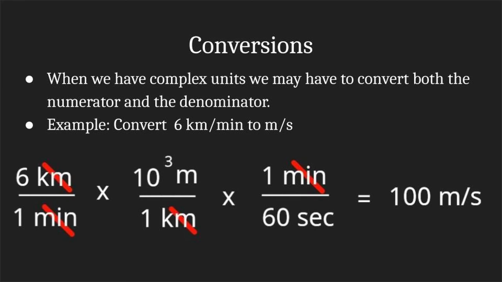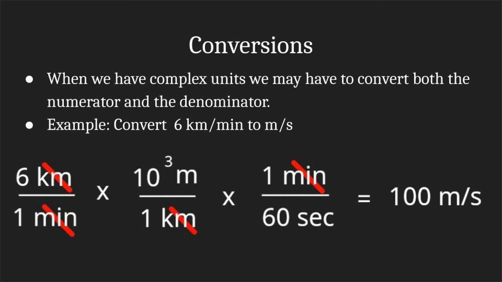Now, the last type of conversion question we have to go over is when we have a complex unit and we have to convert both the numerator and the denominator, such as if we had 6 kilometers in 1 minute and we want to convert it to meters per second. So we have to convert each individually. So first, I would always deal with the numerator. So we have 6 kilometers and we need to go to meters. So we would put meters on top since that's the desired unit, and kilometers on the bottom since that's what we have. Using our prefix chart, we get that there are 10 to the third meters in 1 kilometer.